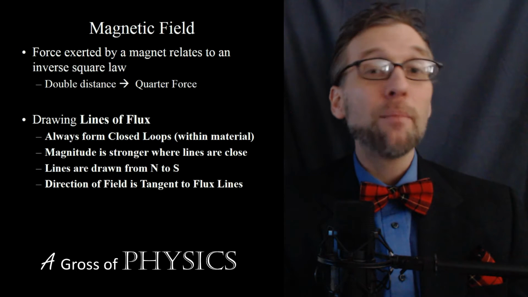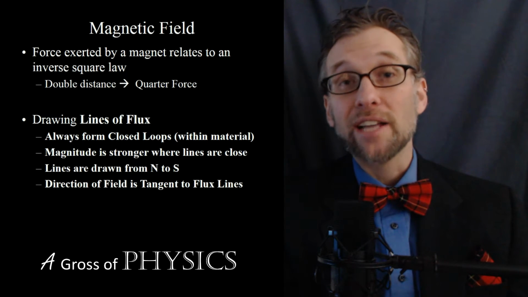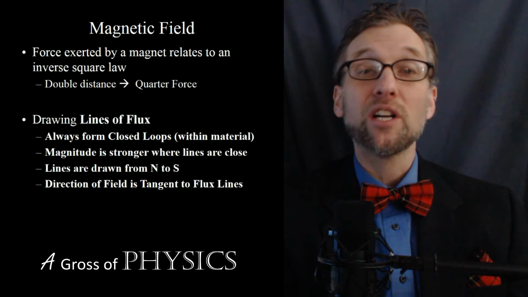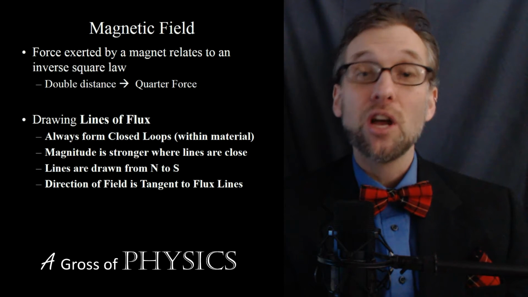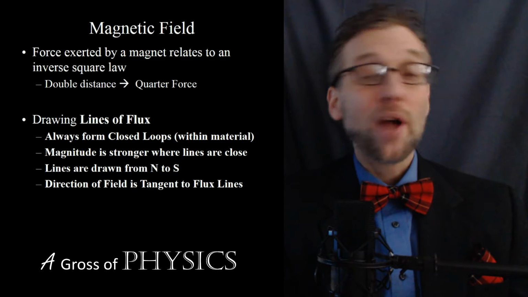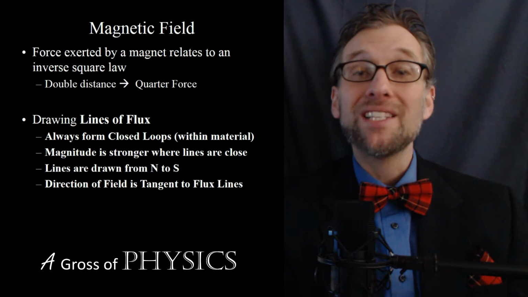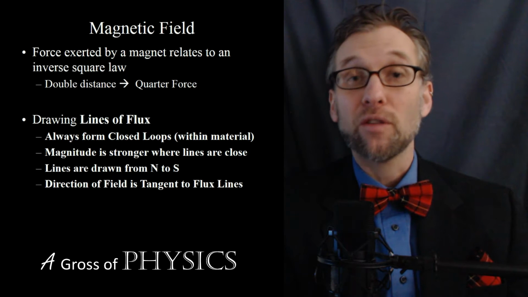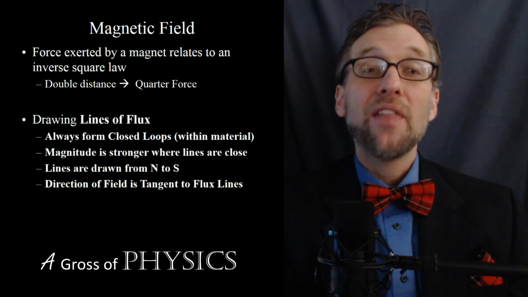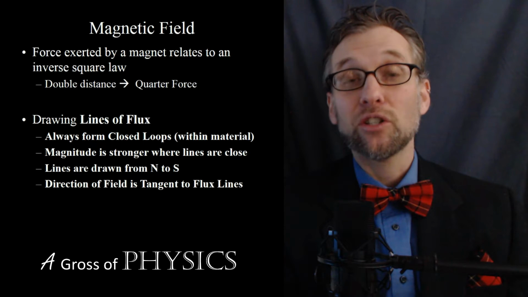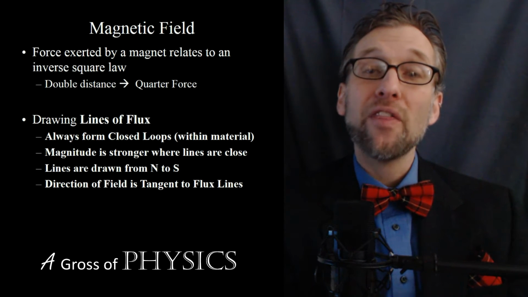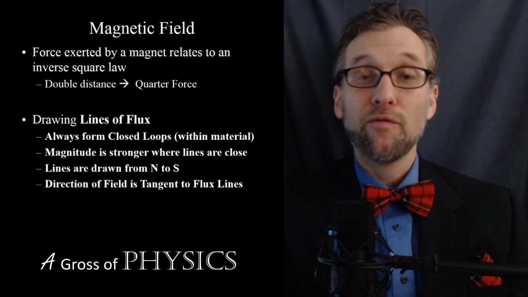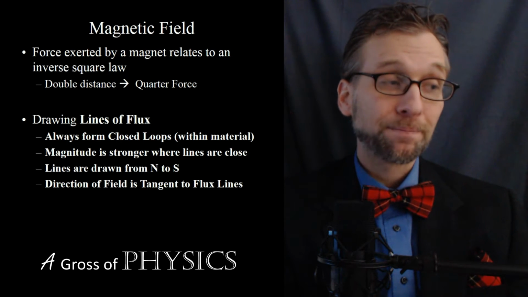Finally, the number of field lines represents the strength of the field. So if we have a much stronger magnetic field, we're going to draw more lines of flux around the field. The direction of the field itself will be tangent to the field lines. So if I were to figure out the direction of the force, I would have that acting perpendicular to the lines. That's a little different than the electric field, which was parallel to the electric field lines themselves.